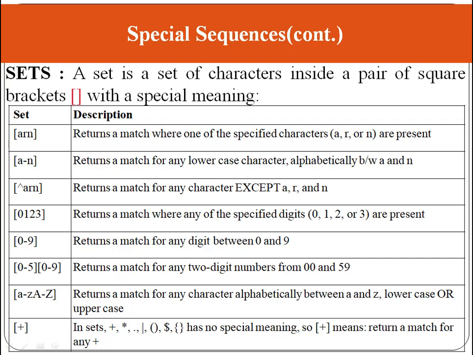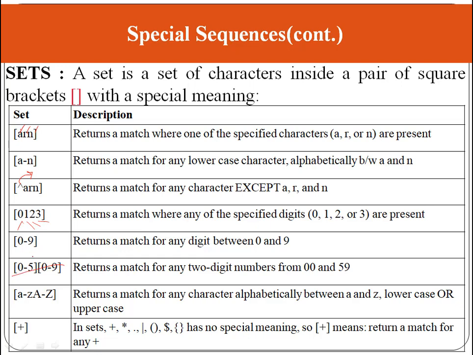So these are the examples of the sets. What do you mean by set? A set is a set of characters inside a pair of square brackets with a special meaning. So if you are putting [arn] it means either a or r or n. [a-n] means starting from a up to n. With the caret it is negating the meaning, that neither a nor r nor n. [0123] means either 0 or 1 or 2 or 3, right? [0-9] means 0, 1, 2, 3 up to 9.